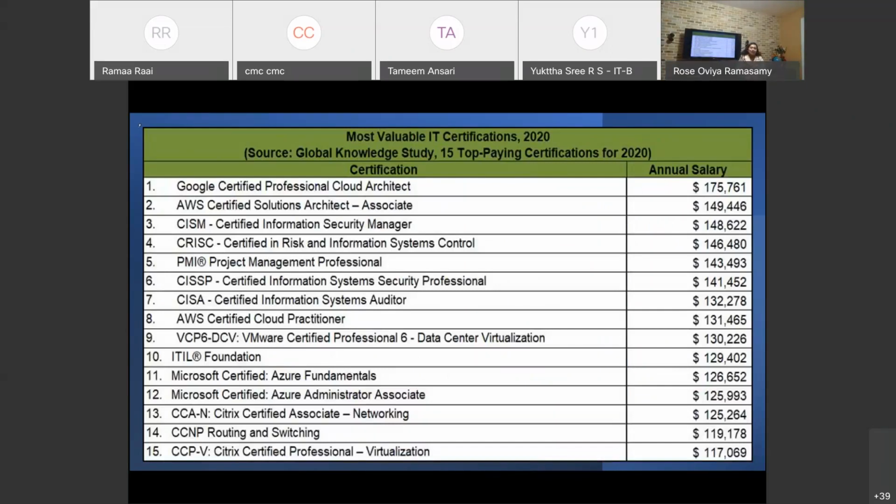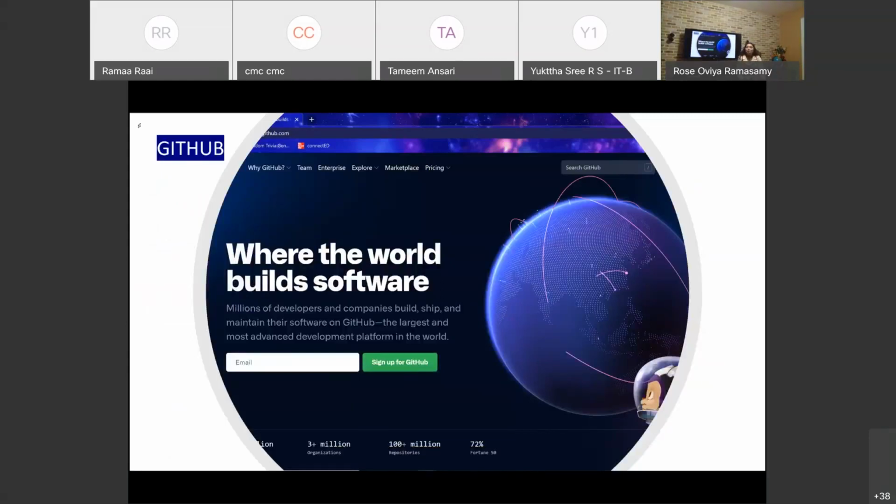Okay, this slide is what I want you all to look at. Certification exams come in handy during the interview process. This slide lists the most valuable IT certifications based on salary. As you can see, cloud everywhere, right? So keep in mind what you should do. This slide is going to be the last slide.